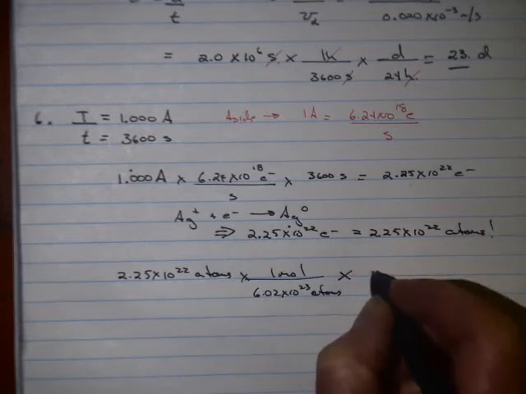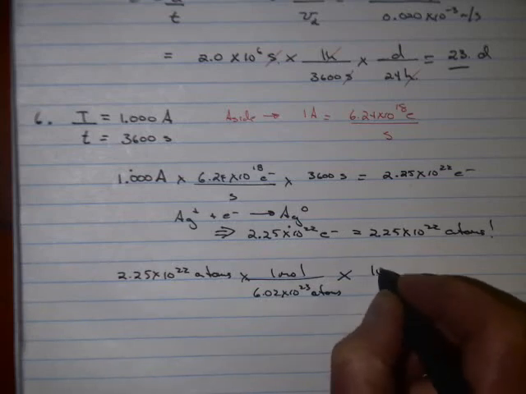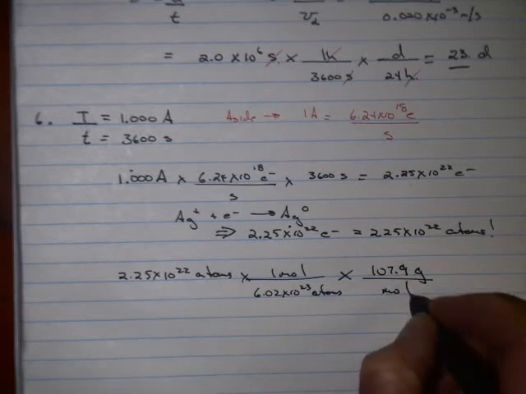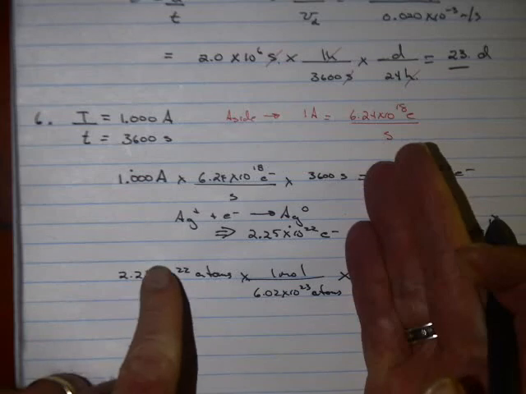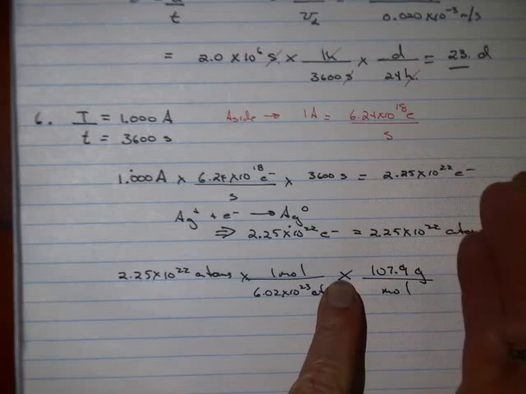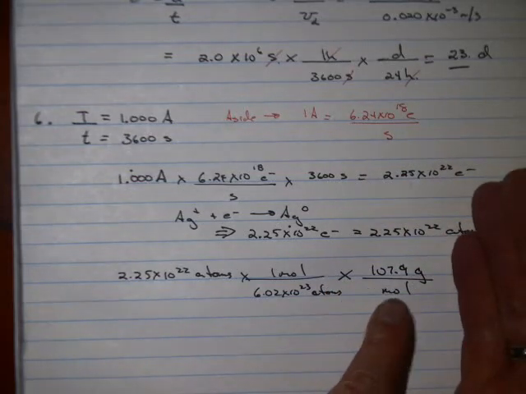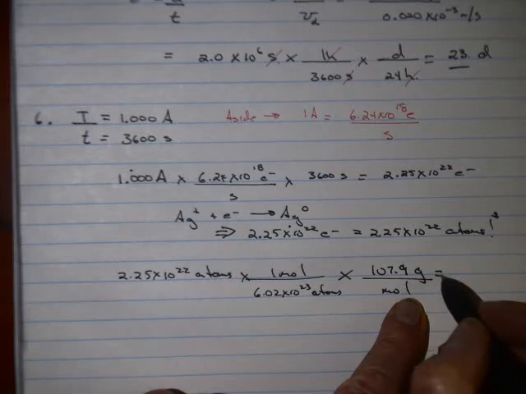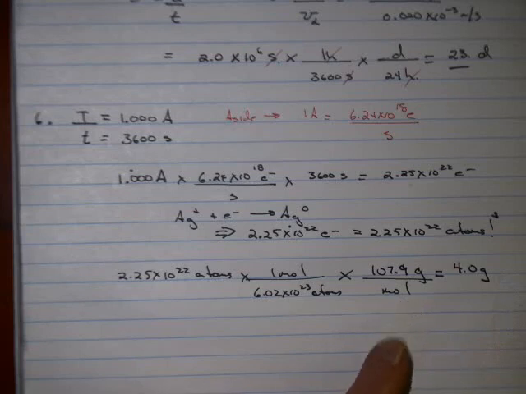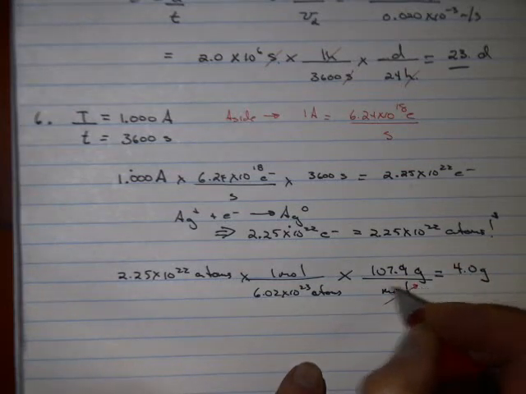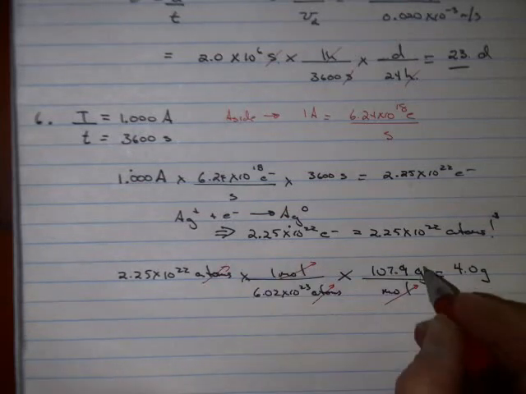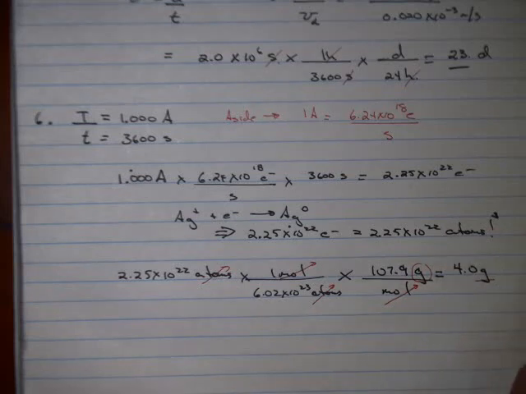Times, we can run this all together, 107.9 grams per mole, because up to this point, this times this is going to give us moles. So I can multiply it by the atomic weight, and this will give us 4.0 grams. Moles cancel, atoms cancel, and you've got grams. Okay?